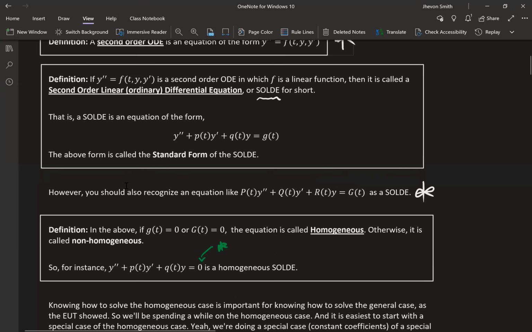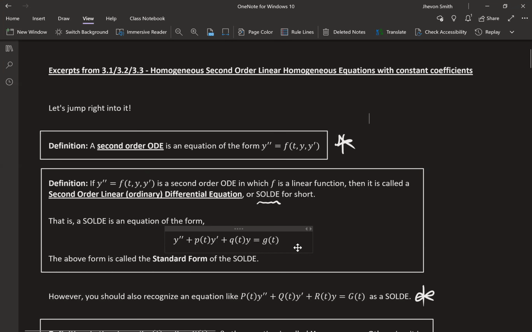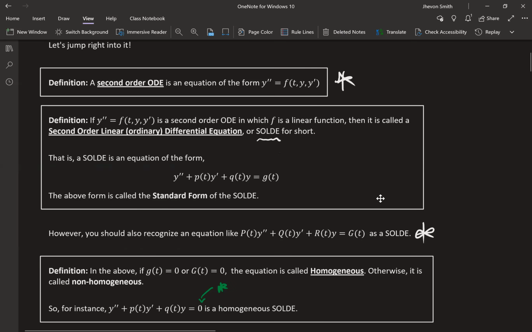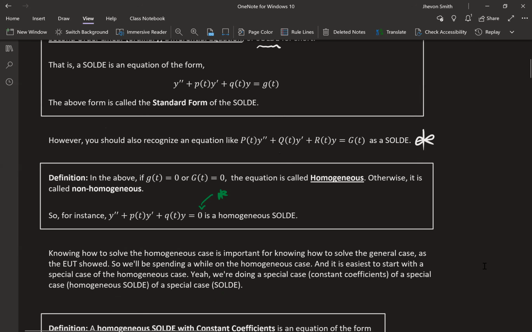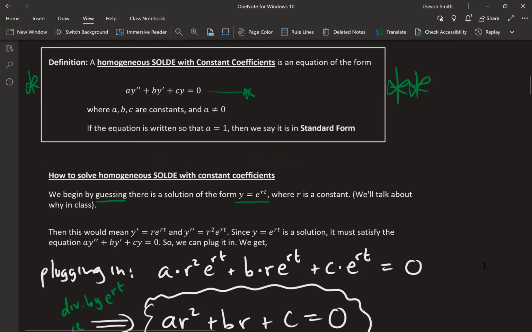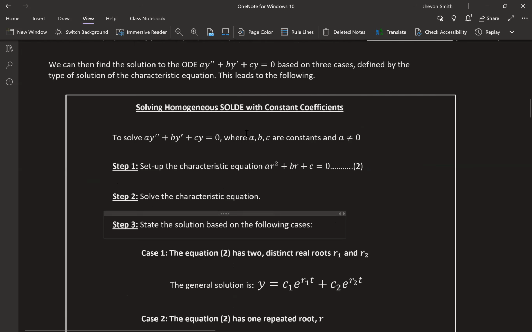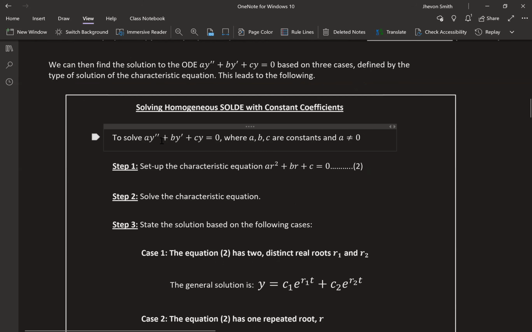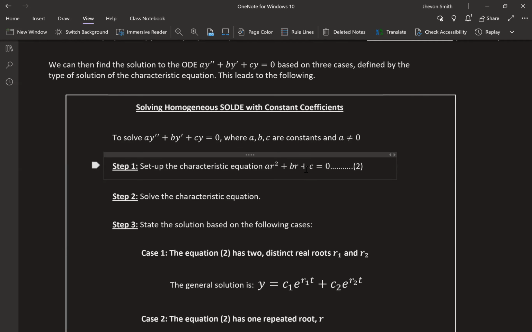So we introduced the idea of what a second order linear differential equation is. It's just a guy that looks like this. When the right side is zero, we call that a homogeneous second order linear differential equation. And we saw how to solve those. Pretty much, you assume a solution looks like y equals e to the rt. This yields a characteristic equation. This becomes a quadratic for a second order linear differential equation. But in general, it will be an nth degree polynomial for an nth order linear equation.